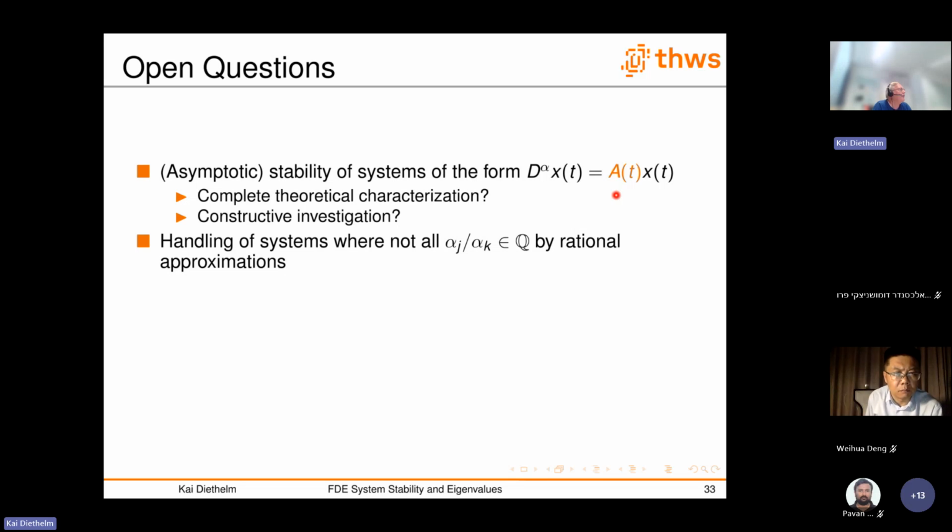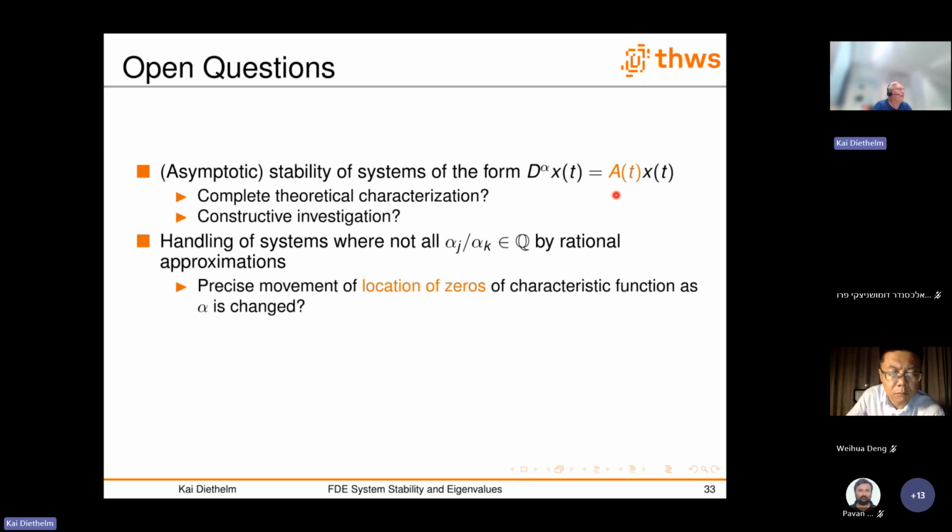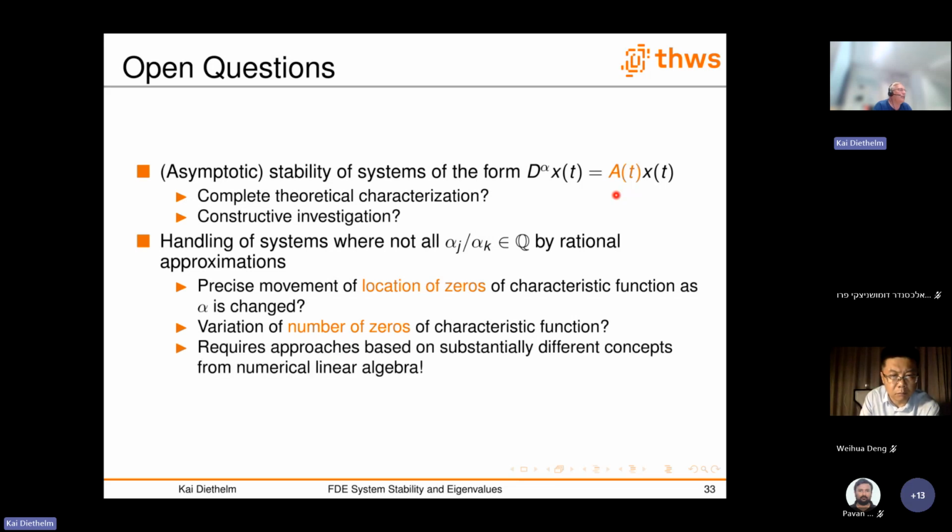What exactly do you do when you don't have rational quotients? So how precisely do those zeros move as you approximate the order vector? How does the number of zeros change? And this is something which requires an approach based on totally different aspects from numerical linear algebra. I think it can be done, but it's a problem of a totally different nature.